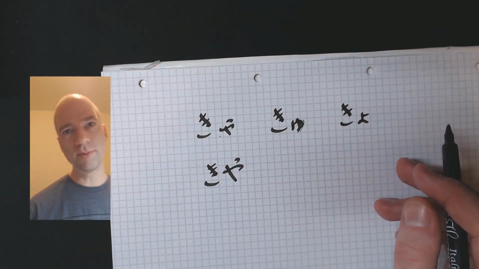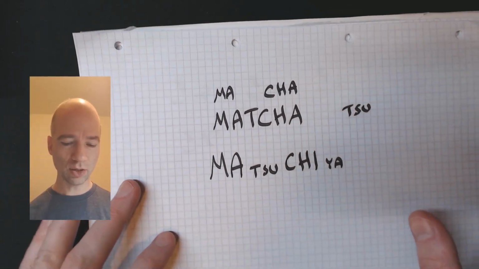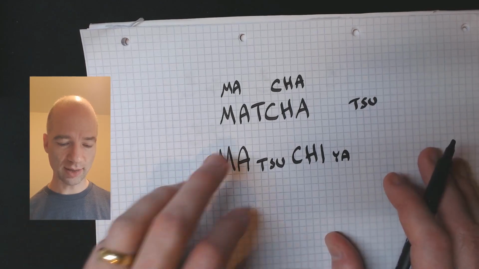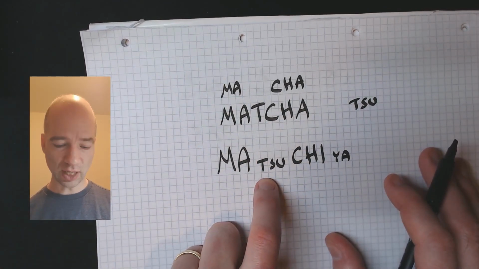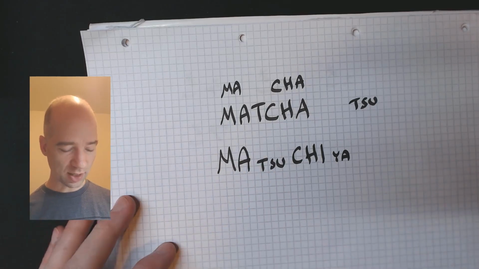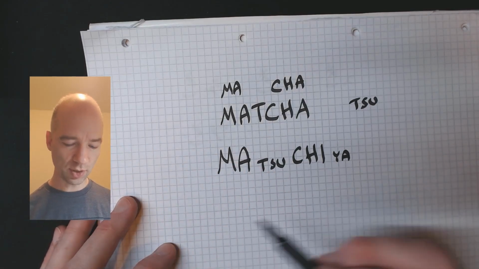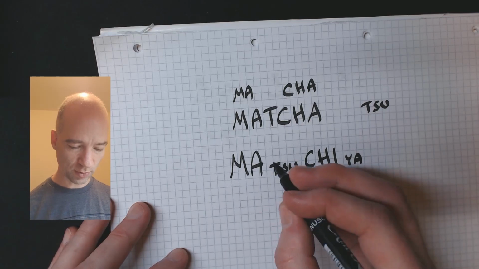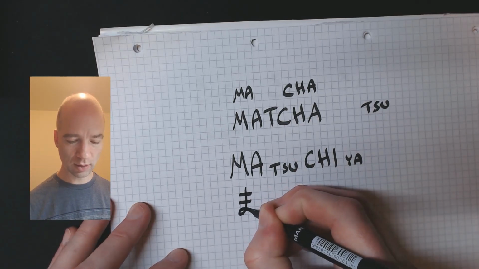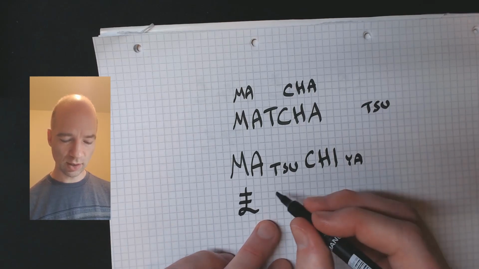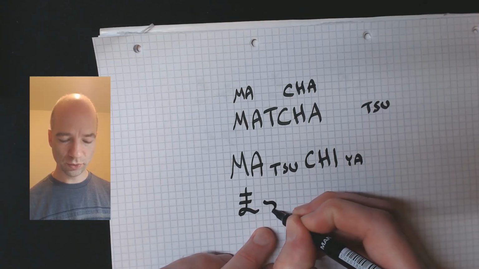Now remember last time I said that when you doubled consonants in Japanese, as in matcha, you're adding a little tsu character. And now that we actually have gone through all the hiragana, we know how to write this now. So if you remember, ma is like so. And then you have a little tsu.